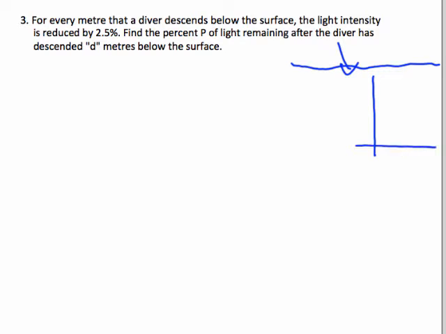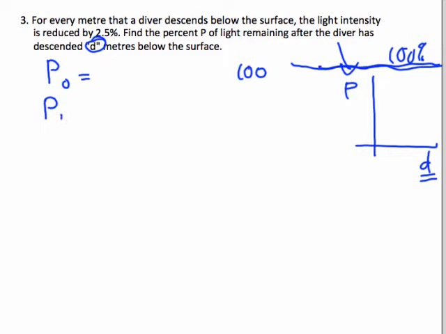So our dependent variable is the percent of light left after we've gone down d meters. D is the independent variable. And so again, we start off with a pattern. The percentage of light after 0 meters, in other words at the surface level, would be 100% light. So let's say 100 units. And every meter we go down, we know that our light is reduced by 2.5%.